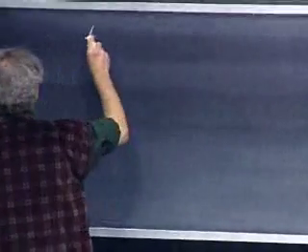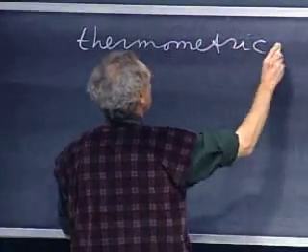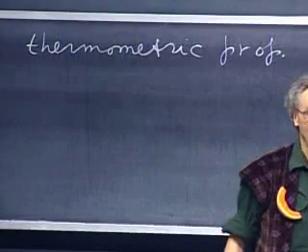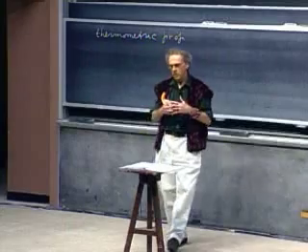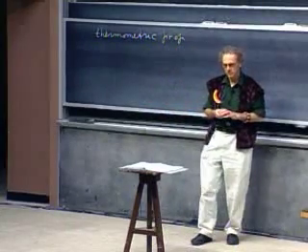When objects are heated or cooled and the temperature changes, then some of their properties change. Those properties are called thermometric properties. One very characteristic thermometric property is that most substances, when you heat them, expand. And when you cool them, they shrink. We'll talk more about it later.